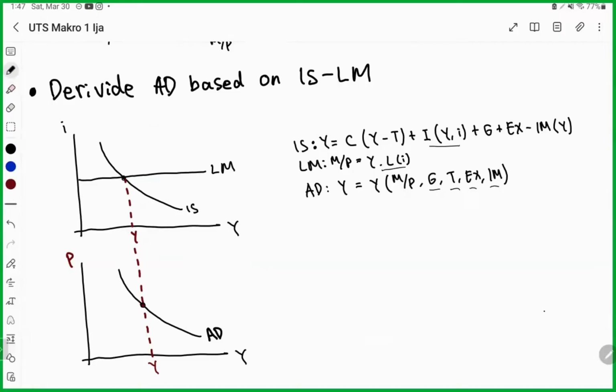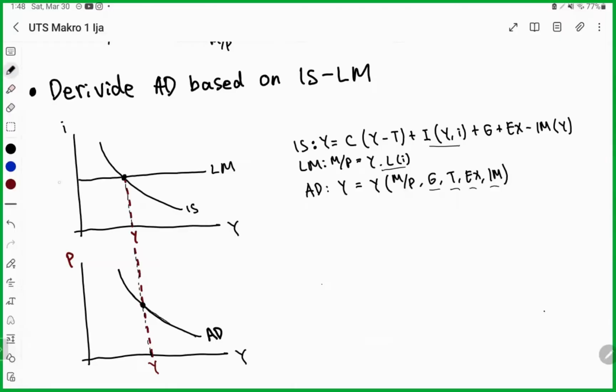The first approach is the graphical approach. You want to derive the aggregate demand curve, right? It comes from the IS-LM equilibrium, and then you make a line from the top to the bottom, and then you just draw the curve.